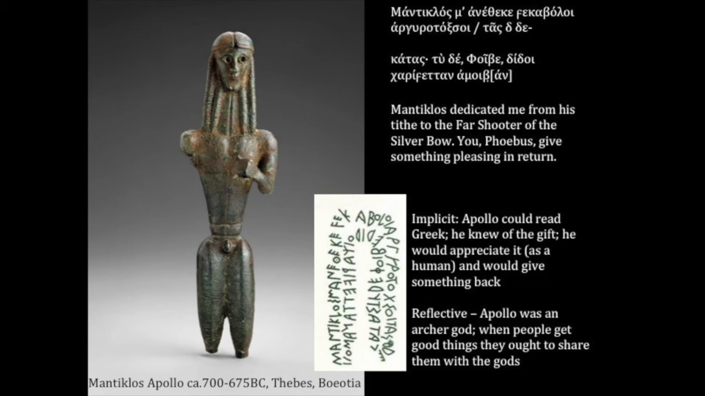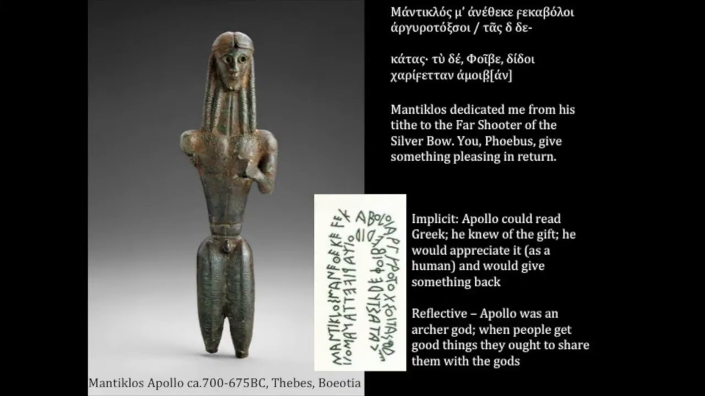And then in a sense, if we want to put it together, here's a Manticlos Apollo from about 700 to 675 BC, found in Thebes, up on the hill for Apollo Ismenios. And we've got the inscription: Manticlos dedicated me from his tithe to the far shooter of the silver bow. You, Phoebus, give something pleasing in return. And we can separate this up into two different things.